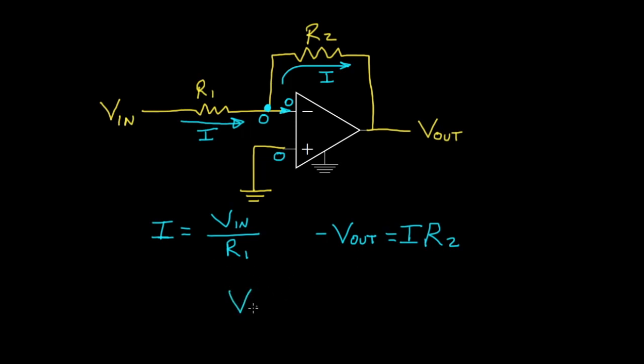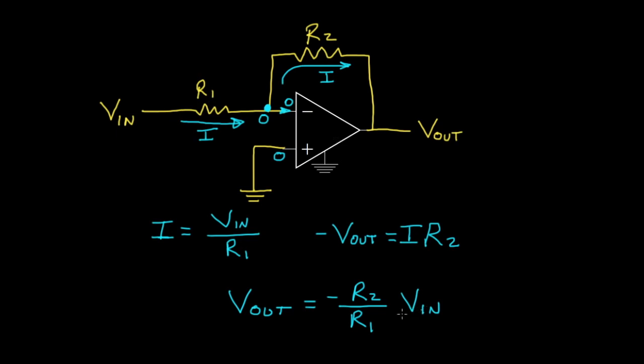We have that Vout is negative I times R2, but I is Vin over R1, so we'll write this as negative R2 over R1 times Vin. So this output voltage is the input voltage negated, inverted in polarity, times the ratio of the resistors R2 to R1.